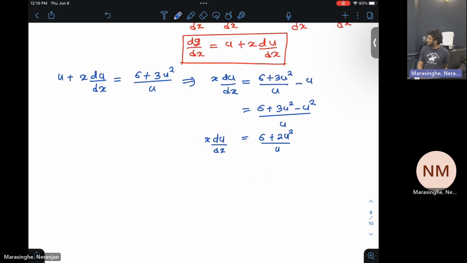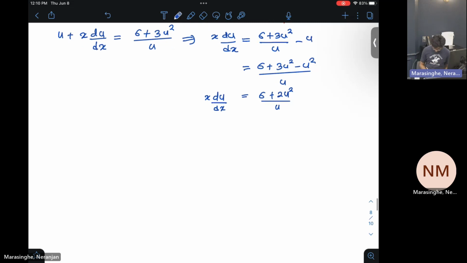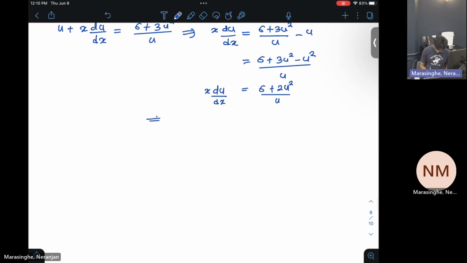Okay. Now let's try to separate our variables, right? So I would take dx to my right hand side and I would take 6 plus 2u square and u into my left hand side. So then I would get u divided by 6 plus 2u square du is equal to 1 over x dx. Okay.